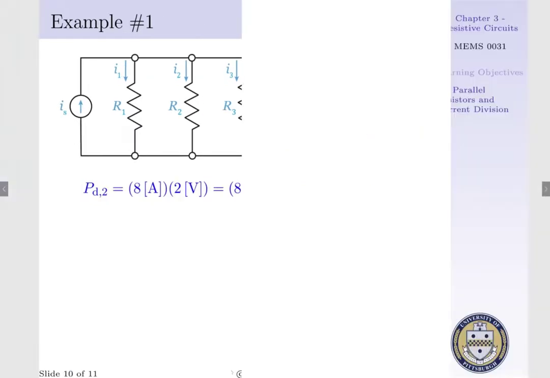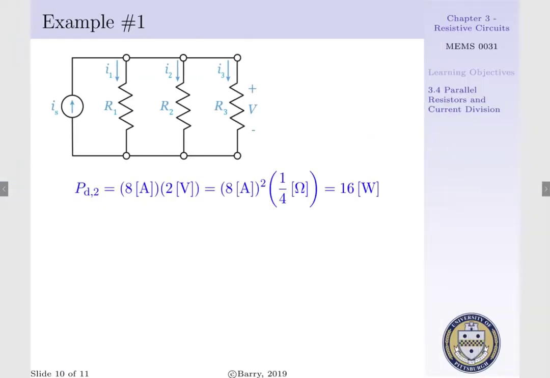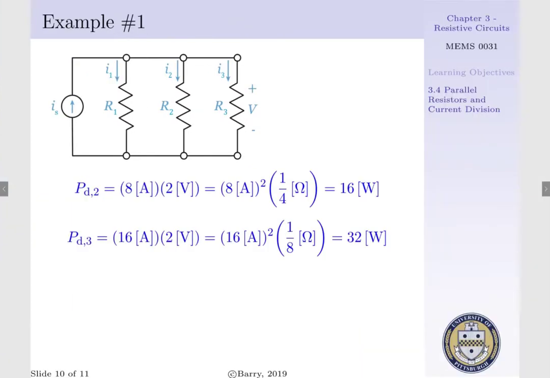Our power dissipated by element 2 follows the same formulation. It can either be our current times our voltage or our current squared times our resistance. And our power dissipated by element 2 is 16 watts. And our power dissipated by element 3, solved via I times V, or I squared times R, is 32 watts.